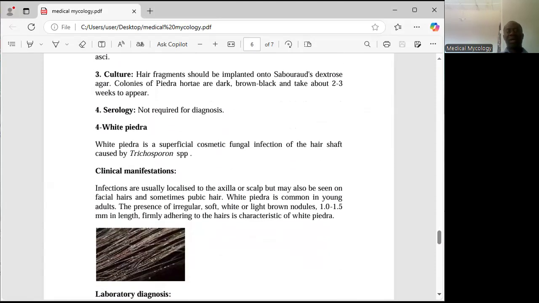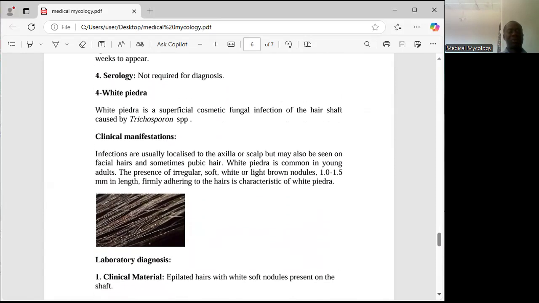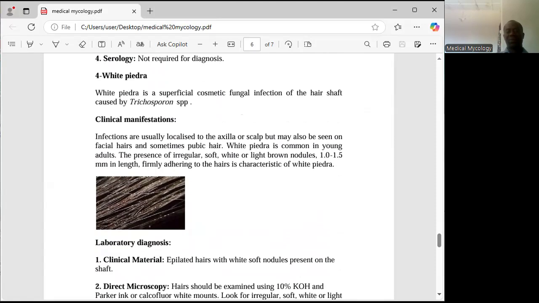So the white piedra is a superficial cosmetic fungal infection of the hair shaft, which is caused by Trichosporon species. Now, the clinical manifestation, infections are usually localized to the axilla or scalp, but may also be seen on facial hairs and sometimes pubic hair. White piedra is common in young adults. The presence of irregular, soft, white or light brown nodules, which are 1 to 1.5 millimeters in length, and firmly adhering to the hair, is the characteristic of white piedra.